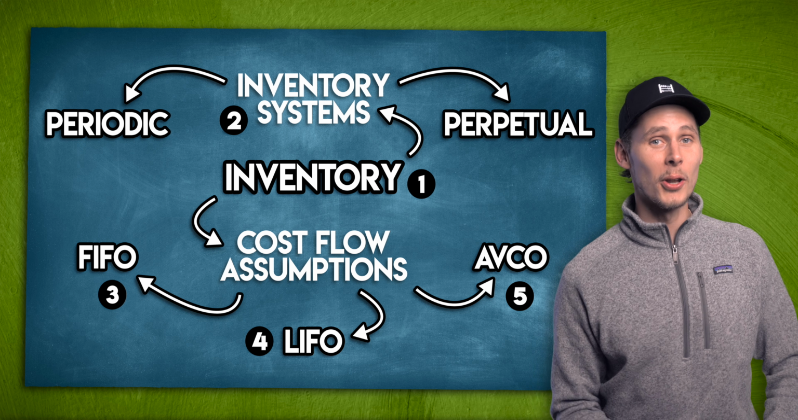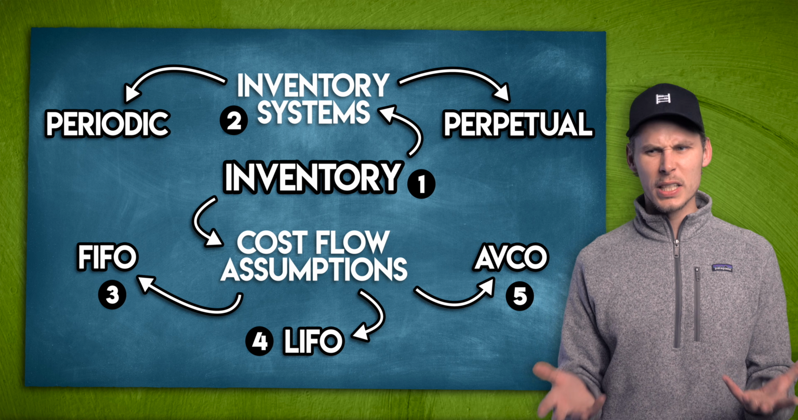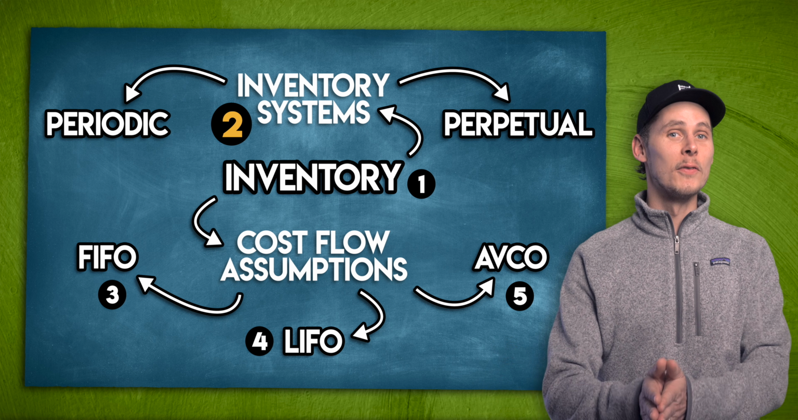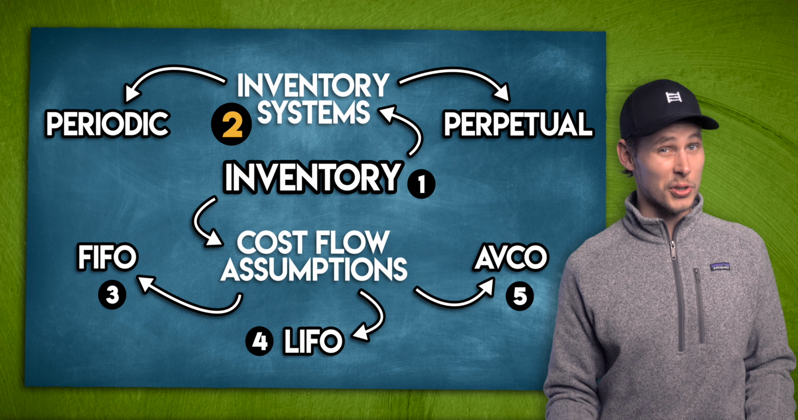Okay, so now you know how to account for 1 unit of inventory. But how do you do this for many units at the same time? We use inventory systems, the periodic system or the perpetual system.